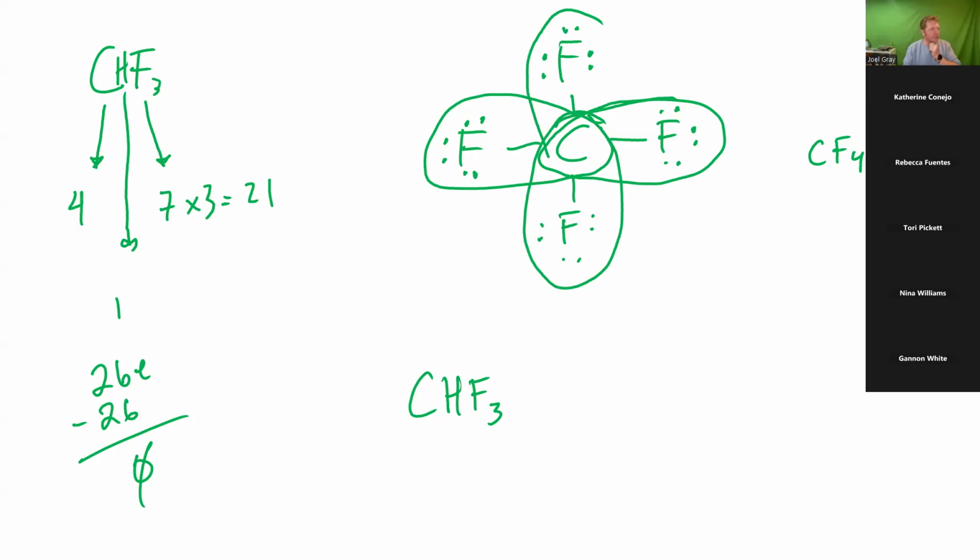As you can kind of see, and as everyone's anticipating, I'm drawing 4 bonds that are all polar. Would everyone agree that these bonds are all polar? They're all identical.